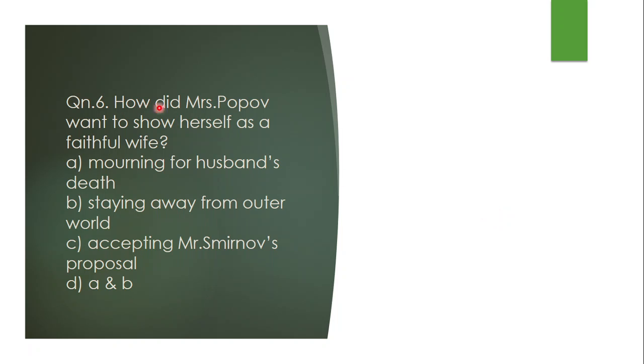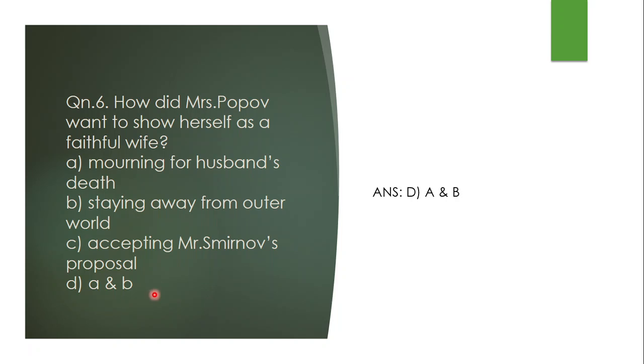Sixth question. How did Mrs. Popov want to show herself as a faithful woman? Try to understand the question. How did Mrs. Popov want to show herself as a faithful wife to her husband Nikolai? A. Mourning for her husband's death, B. staying away from the outer world, C. accepting Mr. Smirnov's proposal. The last option is A and B. A and B means here both options, mourning for her husband's death and staying away from outside. You can select any one correct answer, A, B, C, D. What is the answer? Yes, A and B. So D is the answer.